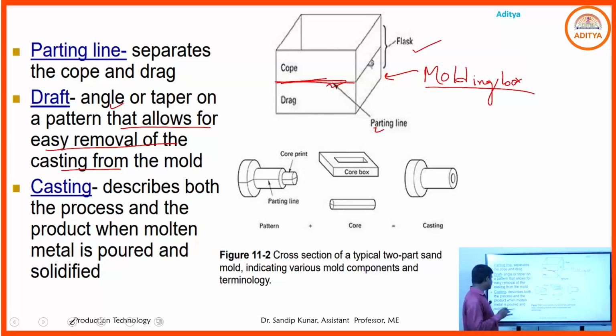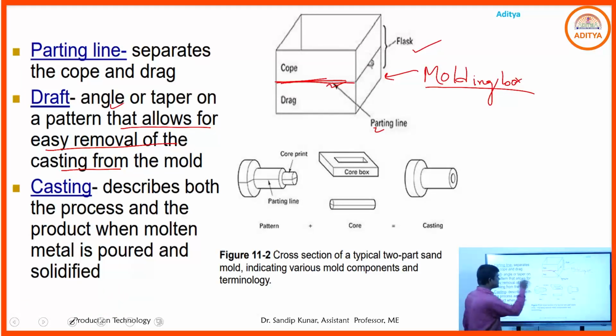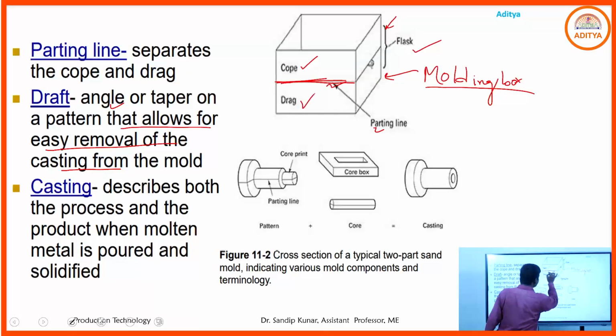Casting, as I have already told, describes both the process and the product, where molten material is poured into the mold cavity and then solidified. Finally, we get the casting product. If we consider the flask, the upper part is the cope and the lower part is the drag, and the middle line is called the parting line. It is also called the cheek.